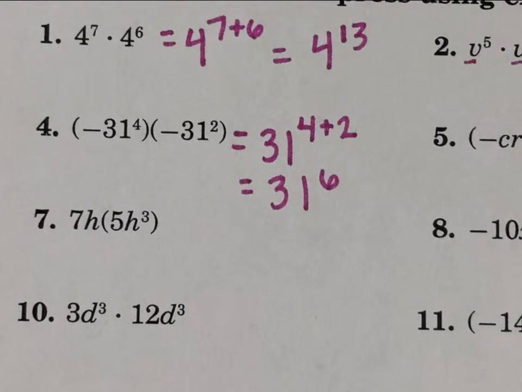So anytime you see 2 negatives, your final answer is always going to be a positive. Or if you see 1 negative, 1 positive, then what's your final answer going to be? Negative.